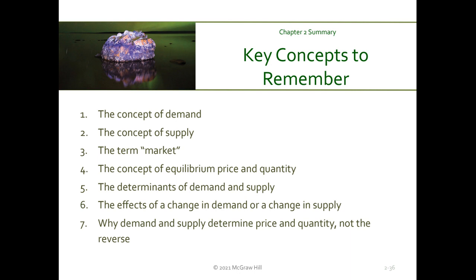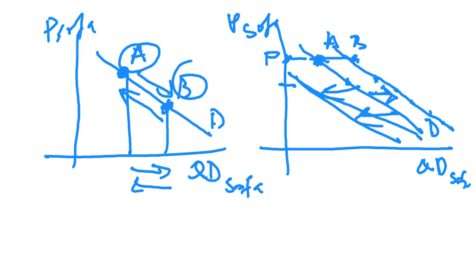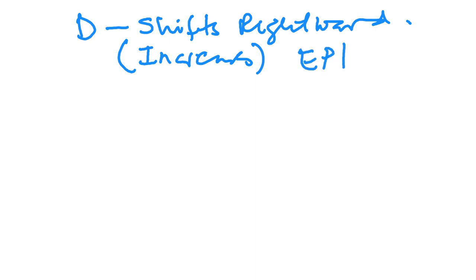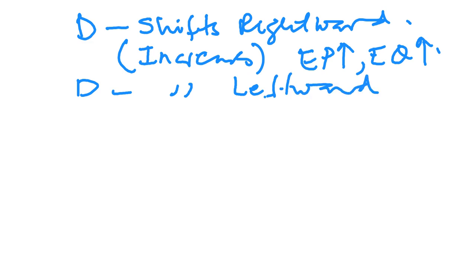And now let me finally summarize this important thing using my blank whiteboard. So here it is. Let me erase this first. So this is what you have to remember. Whenever demand curve shifts rightward, it means demand increases. See what would happen: equilibrium price will always increase, equilibrium quantity will always increase. Whenever demand curve shifts leftward, what is the meaning of leftward? Decrease. Equilibrium price decreases, equilibrium quantity decreases.